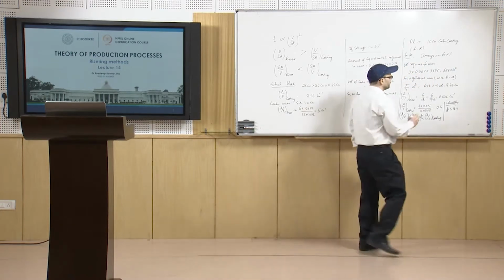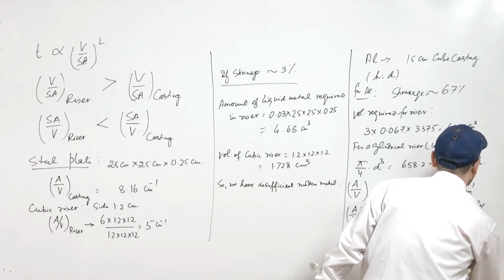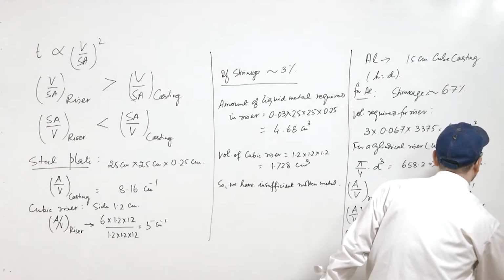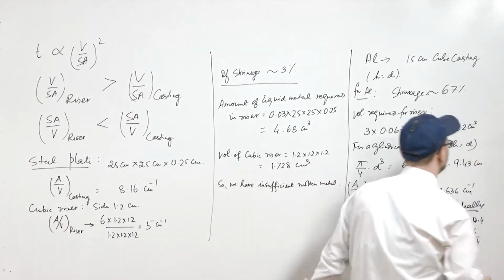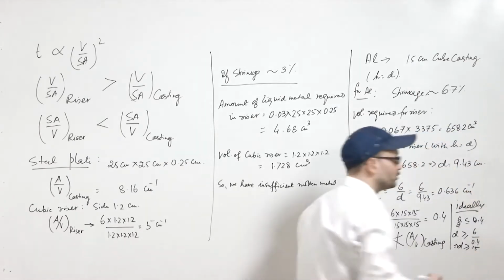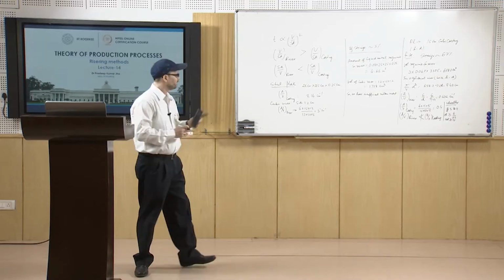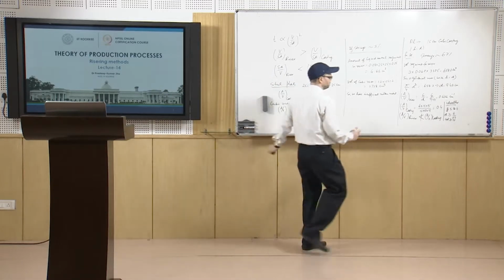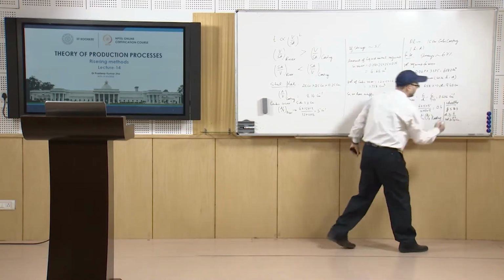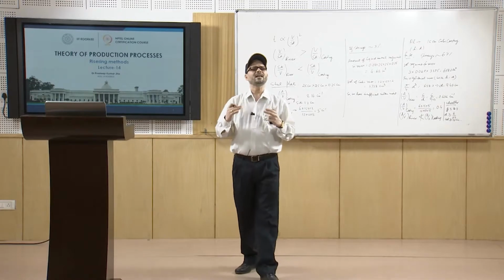So, D has to be more than or equal to 6 by 0.4. That is, D has to be more than or equal to 15. So, at least you need a riser of diameter 15 centimeter for having the condition that it will solidify later.